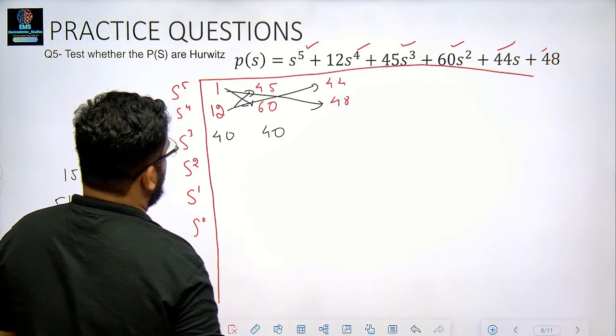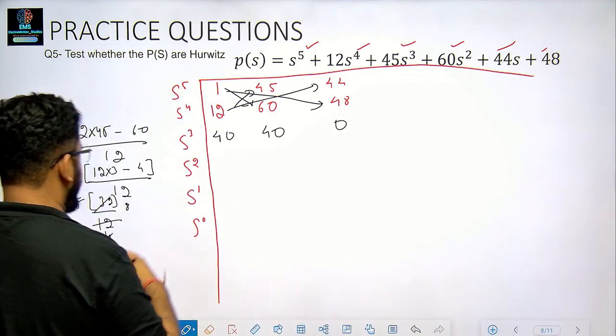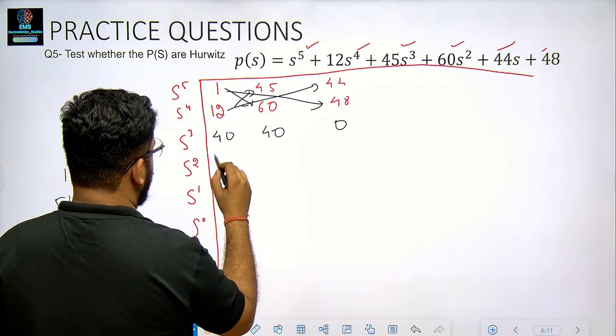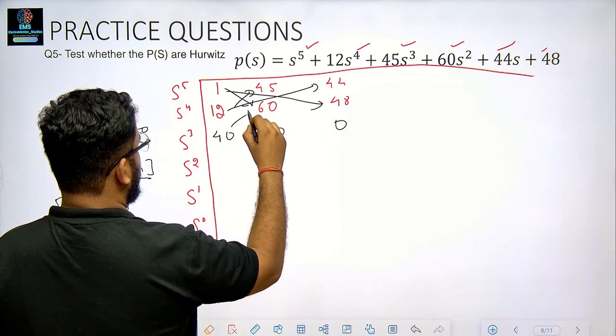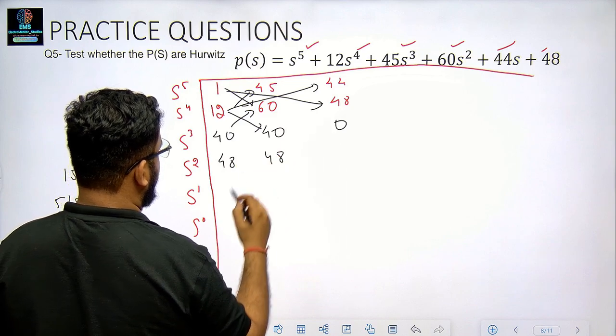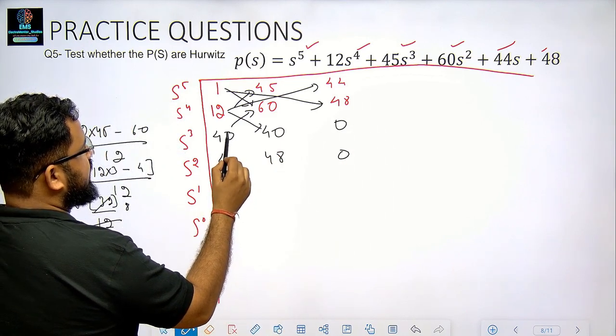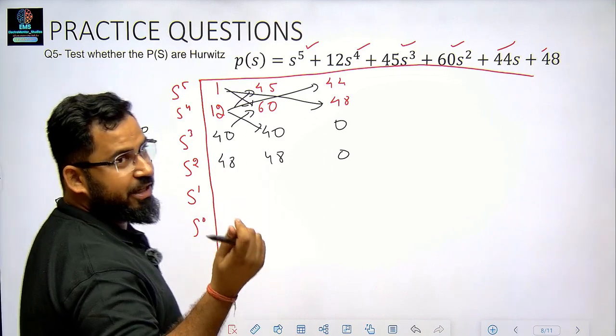This will also come as 40. Okay. I already have the values. Again, moving ahead. Next, when you solve the next part, you get 48, you get 48, there's 0. Now comes the interesting part. See, these are the values which I've already calculated. You can calculate and check.